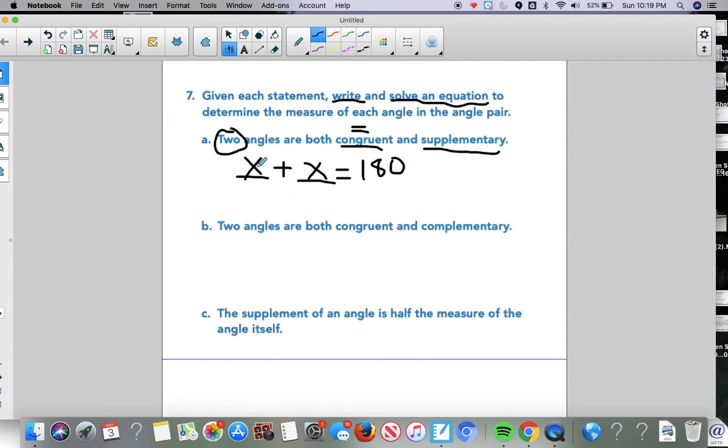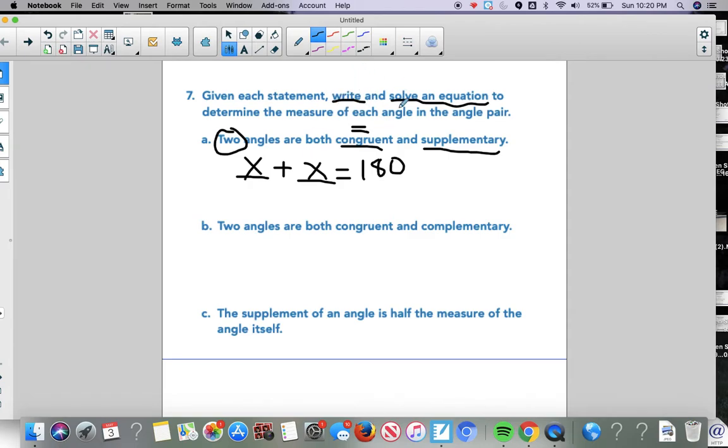Again, it says two angles. So here are my two angles, angle 1, angle 2. They're congruent, so that means they're the same. I don't know what they are, so we're going to label them both x because they're the same. And we know that they are supplementary, so that means they have to add up to 180 degrees. So now I've accomplished my writing of the equation.